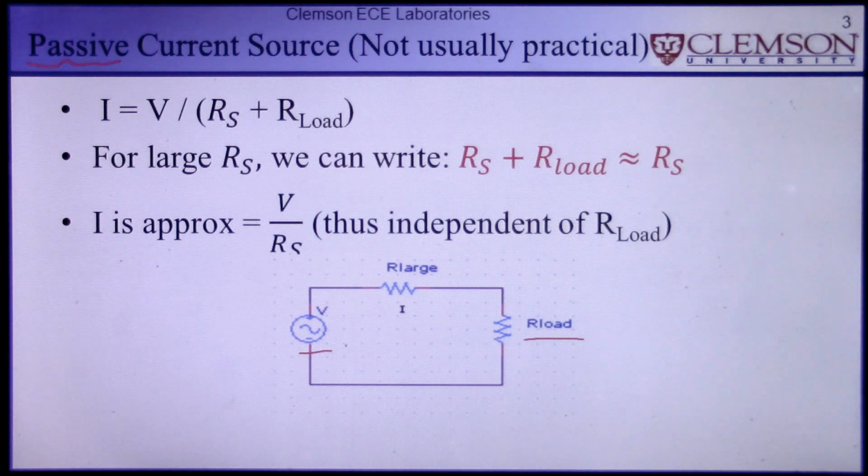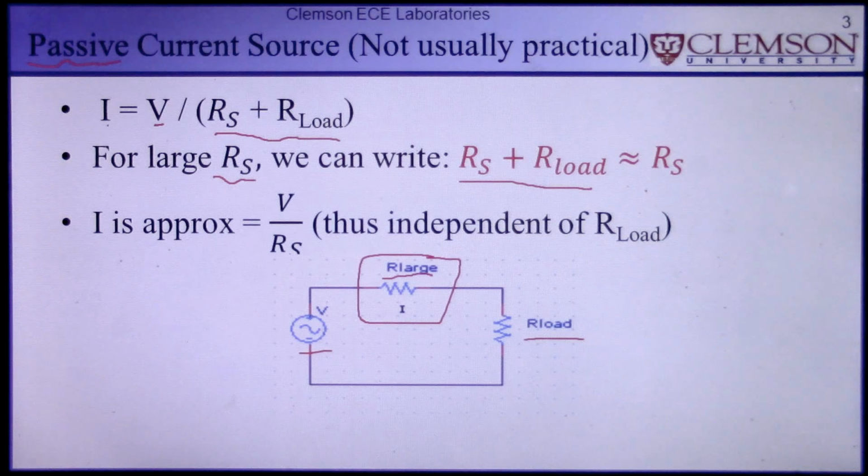So what essentially happens is this load is so small compared to this resistance that you always get the same amount of current. Mathematically speaking, we can solve this circuit using Ohm's law. Your current is total voltage divided by the total resistance. So if you have a very large RS, then you can approximate RS plus R load to be just RS. So R load doesn't play a part in the equation, and you always get V divided by RS. So this is independent of R load, but as you can see, it's not very practical.